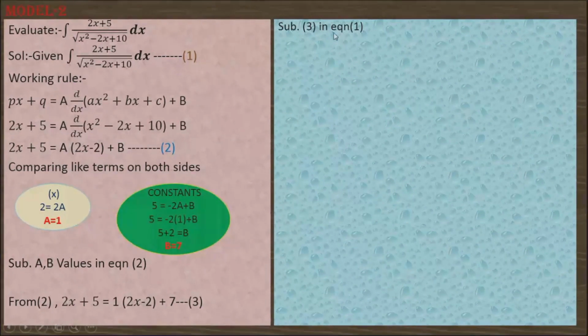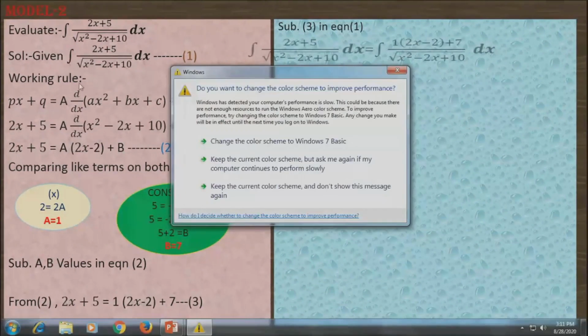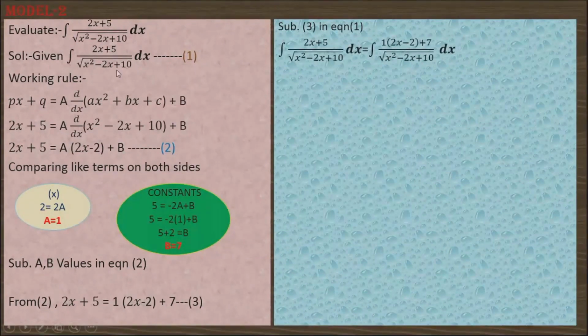So from 1, integration of 2x plus 5 by root x square minus 2x plus 10 into dx is equal to, I am replacing the numerator value from 3 we got here. So what is the value of 2x plus 5? 1 into 2x minus 2 plus 7. So replace this value now. So it becomes 1 into 2x minus 2 plus 7.